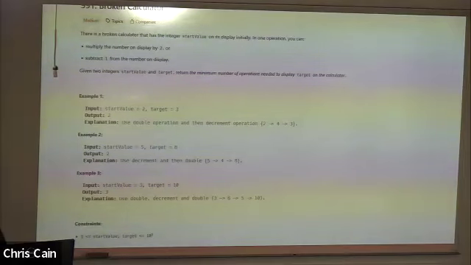When you decrement from 3 to 2, rather than doubling to 6, doubling to 12, doubling to 18, and then decrementing to 17, decrementing to 16.